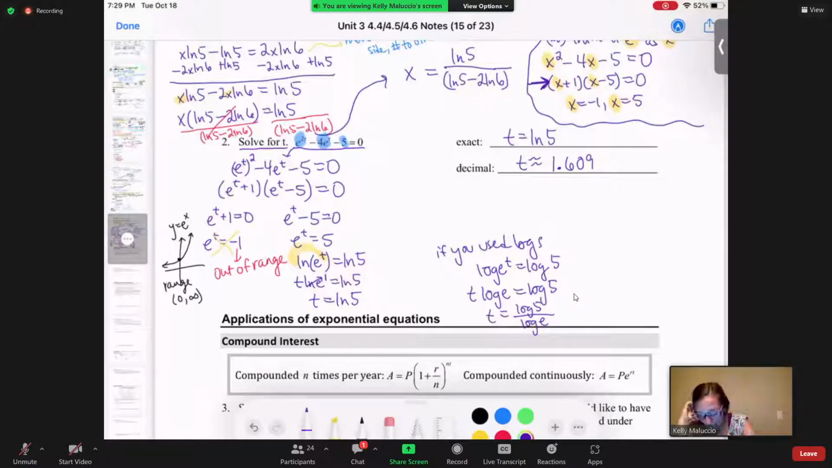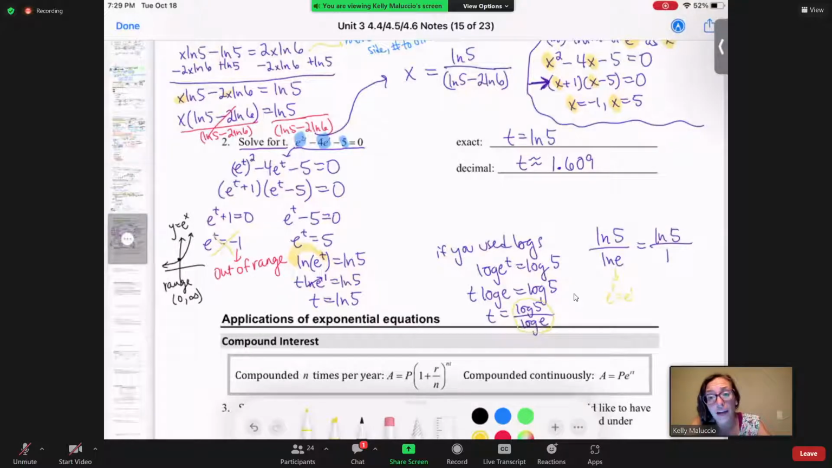So technically, ln 5 over ln e is ln 5 over 1. And that's why we didn't write it, okay? Because the base of this is e. This is like e to what equals e to the first? Well, it's just 1, right? So when you have log e, you would need to keep that there. You could not get rid of it. So just keep that in mind.